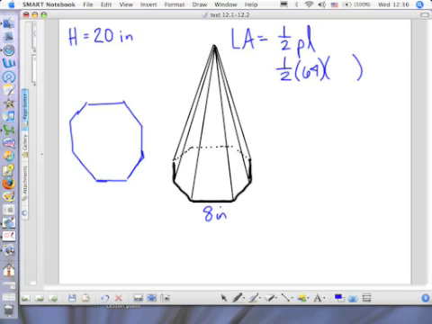I don't have the slant height though. This would be my slant height. Let's go back to our little shape here. The slant height is found with this yellow triangle. Okay, so let's draw this triangle. Here's my slant height. What's this right here? Which is 20, the height of the whole pyramid. And what's this again? The apothem. Which means before I do this, I have to find the apothem.